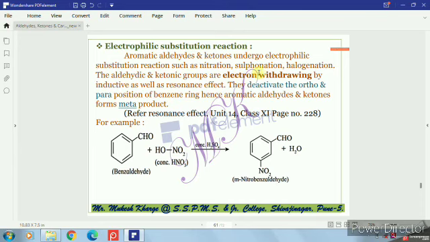Which reactions do you have to write? Sulfonation, halogenation. Okay, and send it to me.